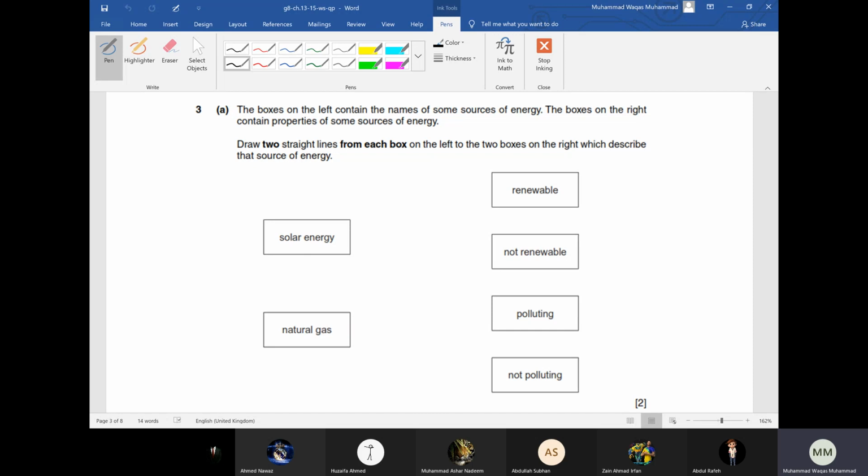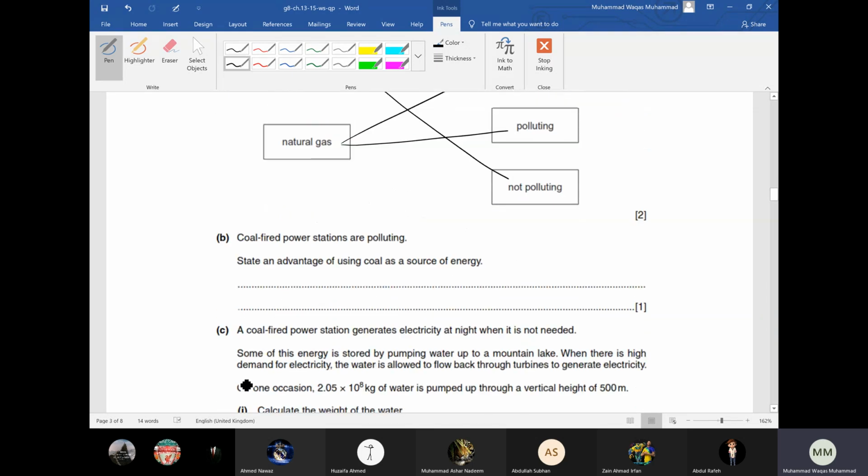source of energy, right? Beta, so we know that solar energy, is it renewable or not renewable? Sir, renewable. Shabash. And beta, is it polluting or non-polluting? Sir, non-polluting. Shabash. So now natural gas, we know it's not renewable and beta it's polluting, right? So this is what we had to do in this question.